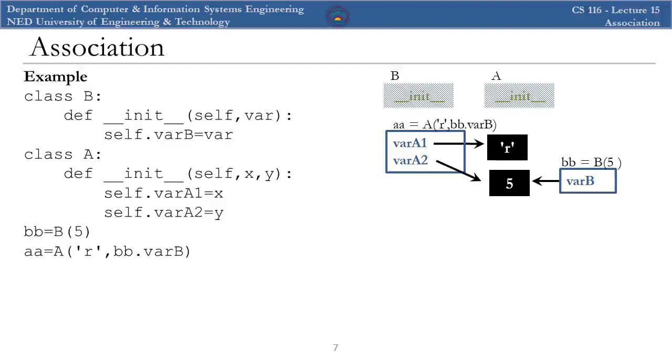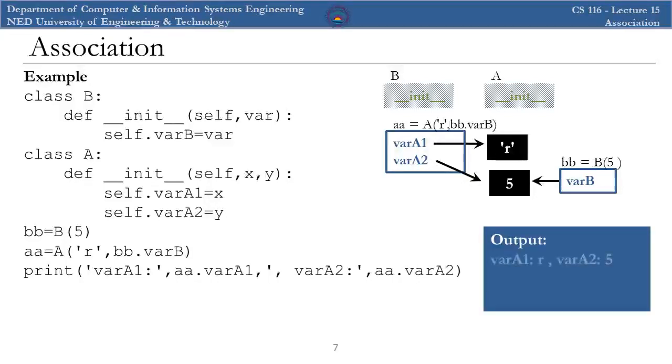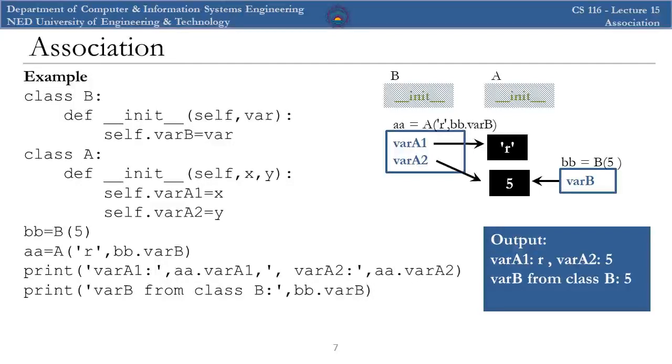Now let's try printing some values. First, I'm printing these two values, variable a1 and variable a2, and there is nothing difficult about it. Variable a1 points to R and variable a2 points to 5. So these two values will be printed. Okay. And after that, I'm printing a second statement where I'm trying to access this variable b through bb. So this is also pointing to that same object 5. So this should also print 5, right?